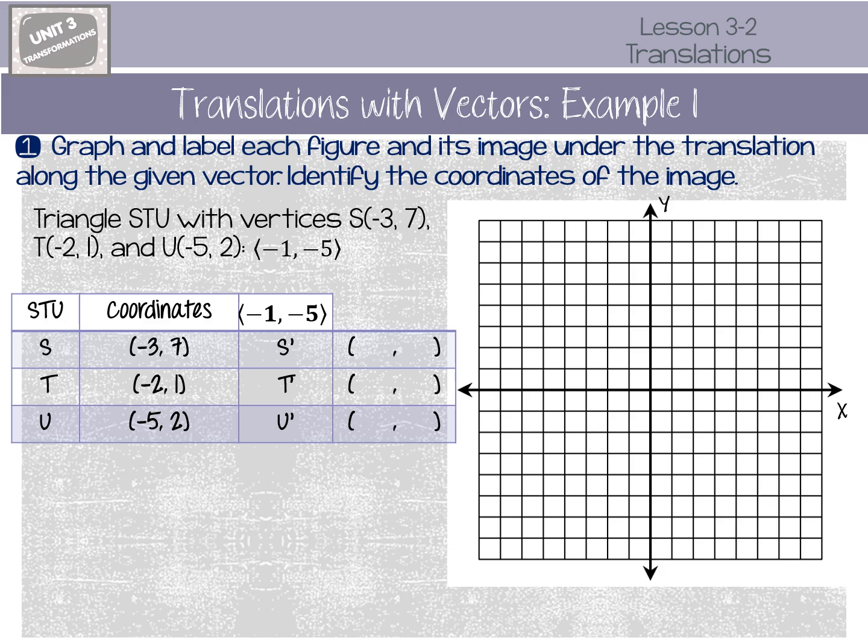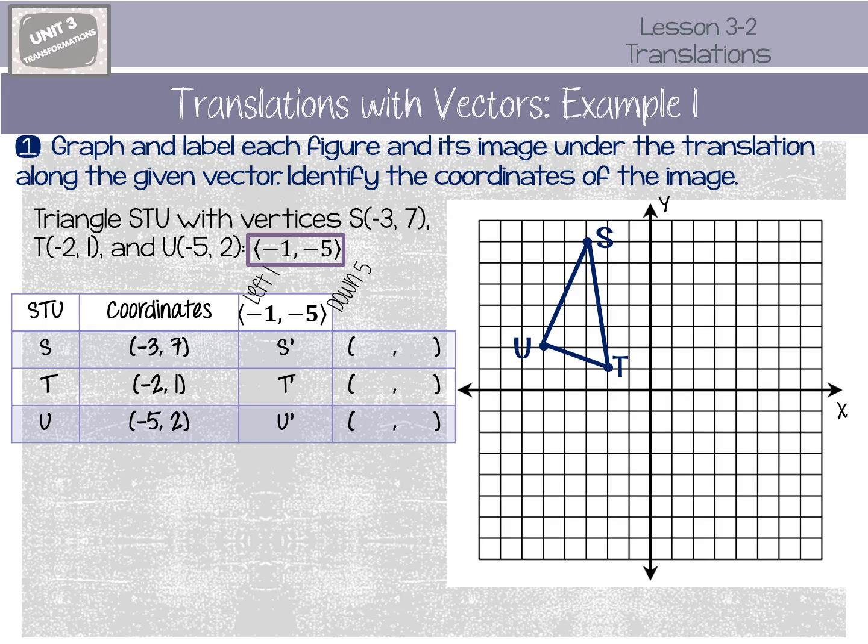Translations with vectors. Example 1, we're going to graph and label each figure and its image under the translation along the given vector. Identify the coordinates of the image. So I have a table there for us. We have triangle STU. The vertices, S is at negative 3, 7. T is at negative 2, 1. And point U is at negative 5, 2. So there is our pre-image, triangle STU. Our vector is negative 1, negative 5, which means we are going left 1 and down 5.